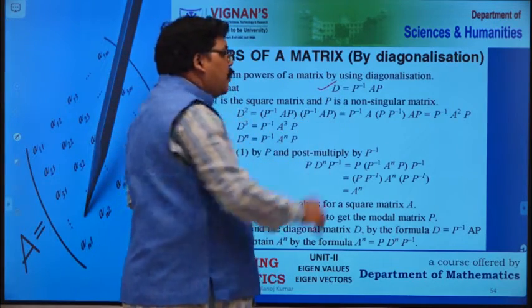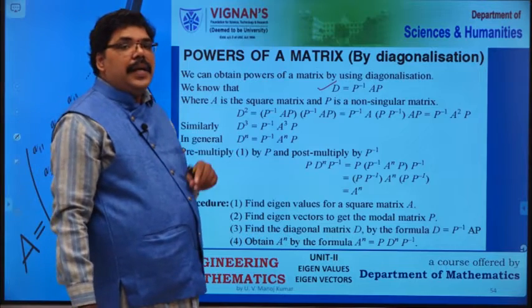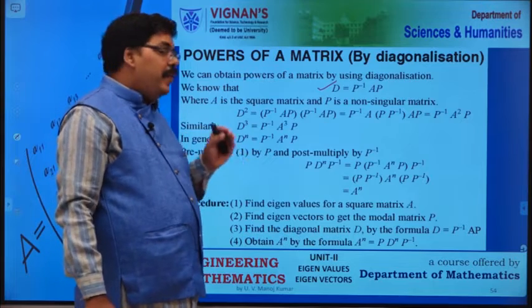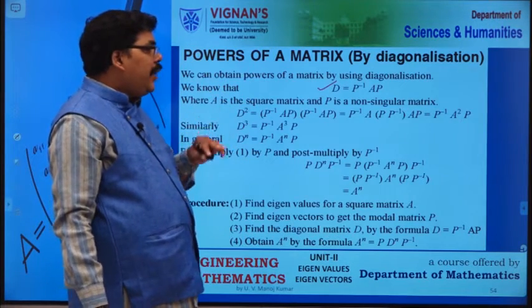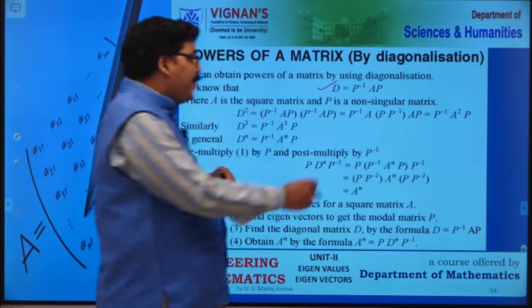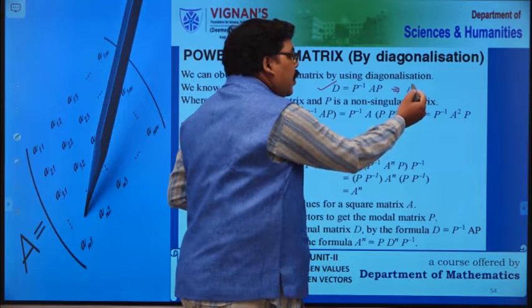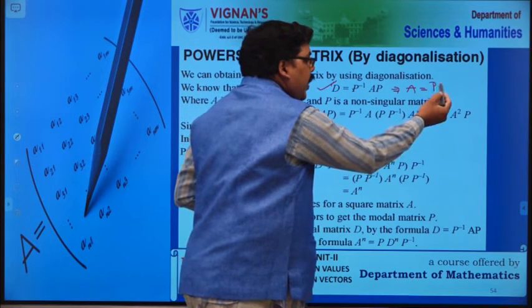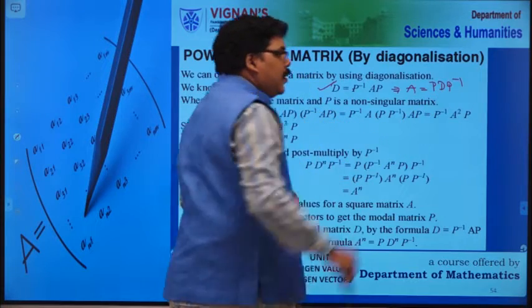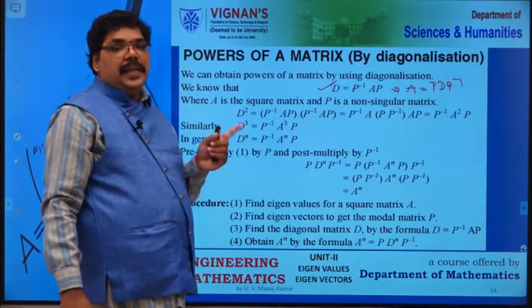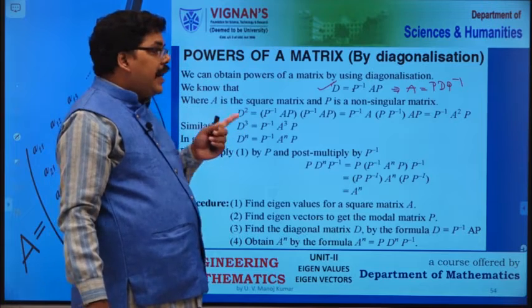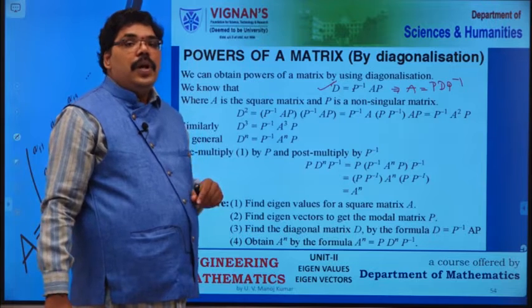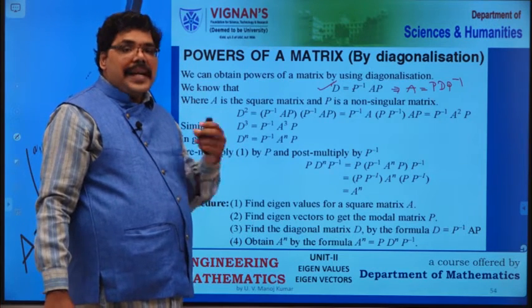You know this, D equals P inverse AP. From that, you write A. What will be A from this? If you bring P inverse to this side, then you can write A equals P D P inverse. Okay. Now what do we want to do? We want to find the power of the matrix A.